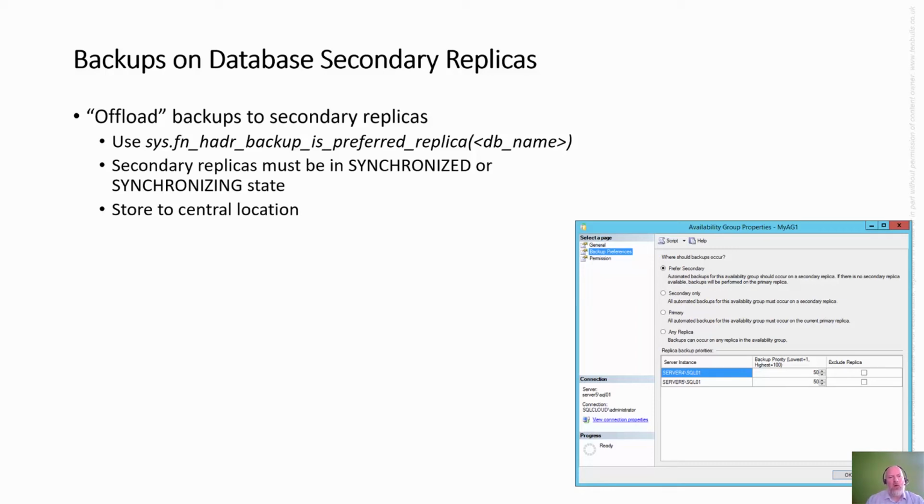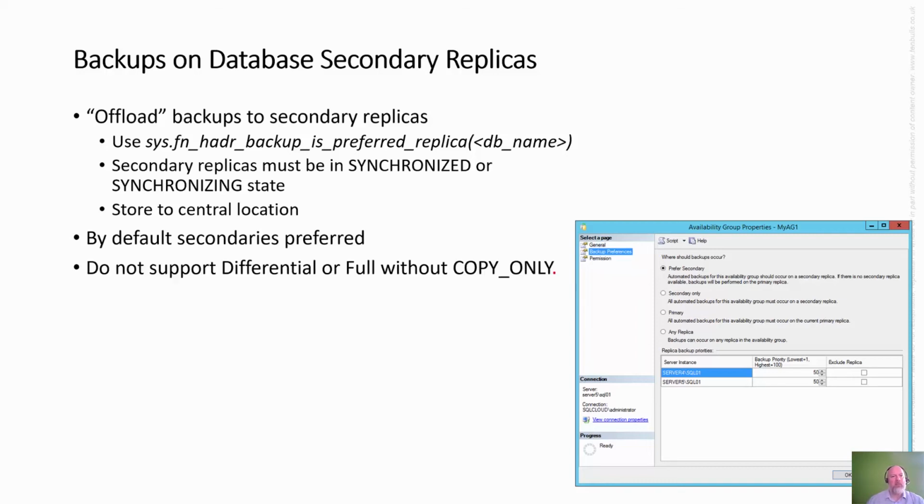So we can offload our backups, and we can do that in, I'd say, a semi-automatic way, because we do have to code for it, and we'll see this in a demo in a little bit. But what this really means is we can set up backup priorities for our replicas, and we can offload our backups to whatever server that we want to perform backups on. By default, though, secondary replicas are preferred. We'll see what preferred means shortly.